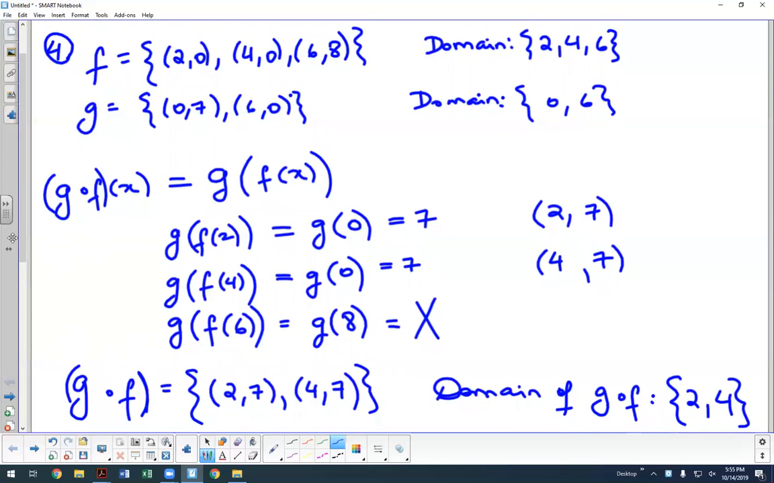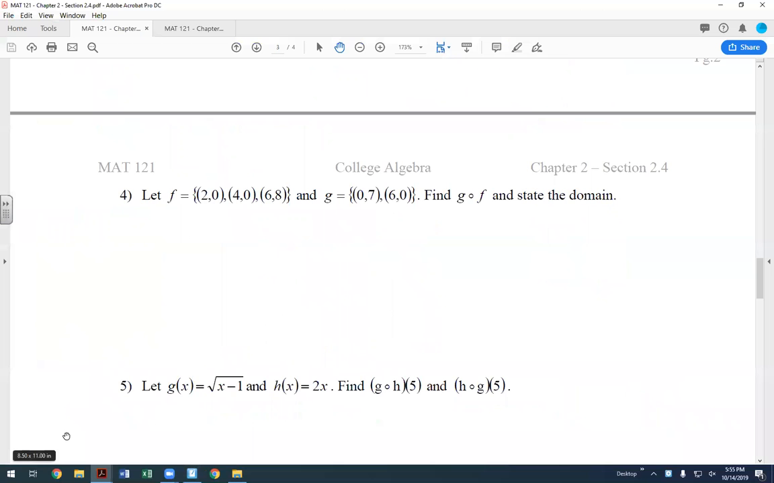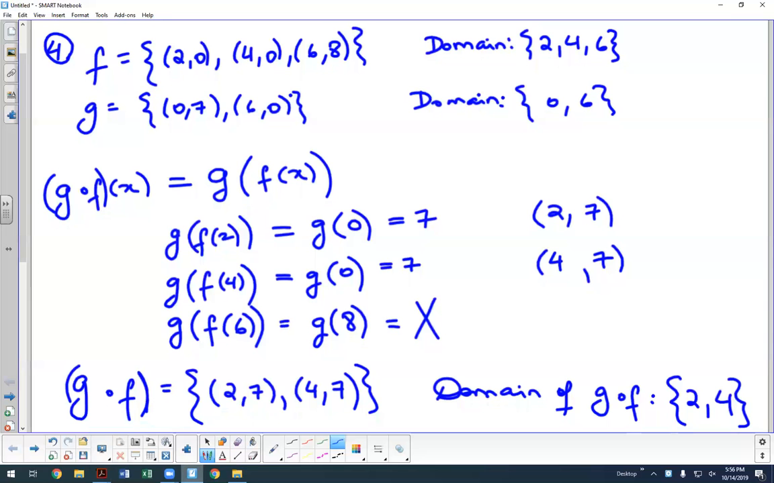Okay, questions on this example? And that's all they were asking us to figure out: what the function would be and then what the domain of that function would be. Now, changing it up a little, if we are talking about in terms of equations, then how will our process change? So let's take a look at example 5 here.